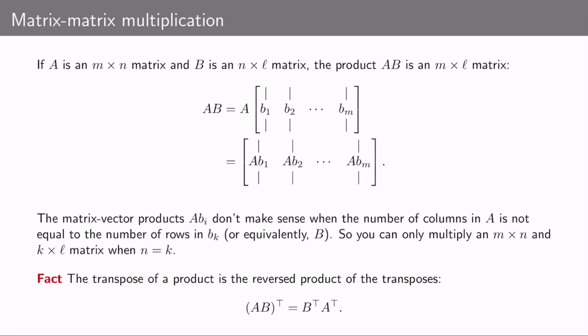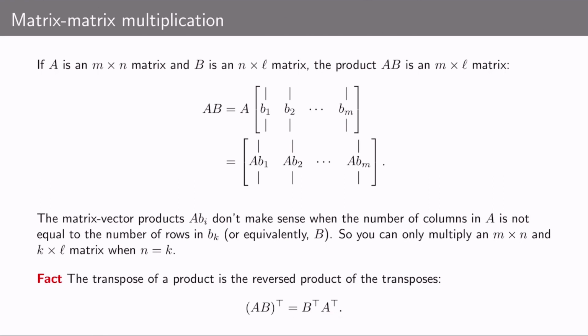Now I'll throw in just a random fact here, which will be useful for us down the road, and that is what happens when you transpose a product. So how does a product of matrices interact with the transpose? Well, if I take the transpose of a product, that is the reversed product of the transposes. That's a neat fact that's not too hard to show and is something that will be very useful down the road.